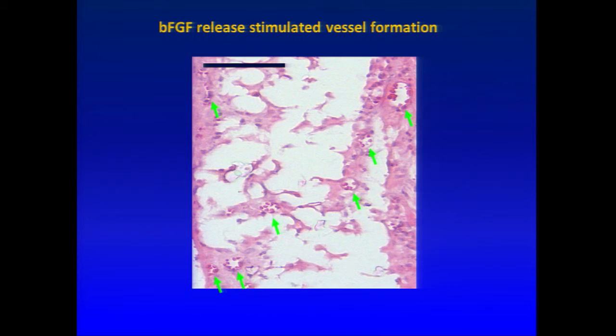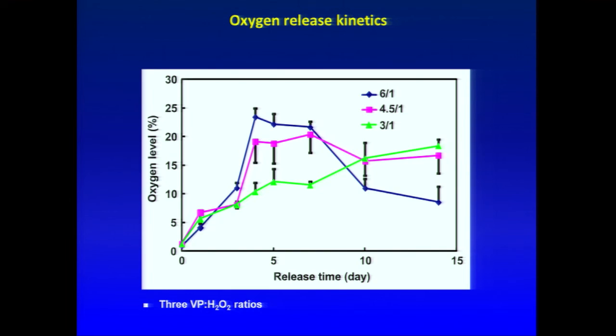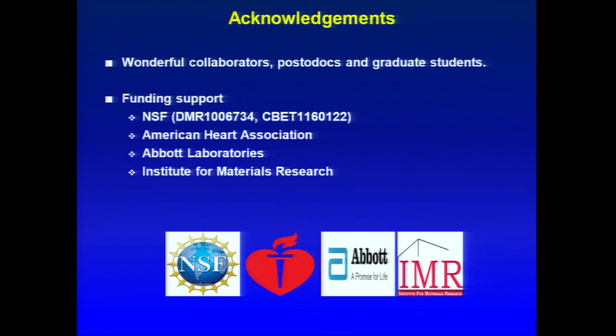We also made PLGA microspheres that can release oxygen, because in a lot of damaged tissue, there is an ischemic, low-oxygen environment, and if you transplant cells there, a lot of cells die. When we use microspheres to release oxygen, again, we can control the oxygen release over 2 weeks. So, yeah, that's it.